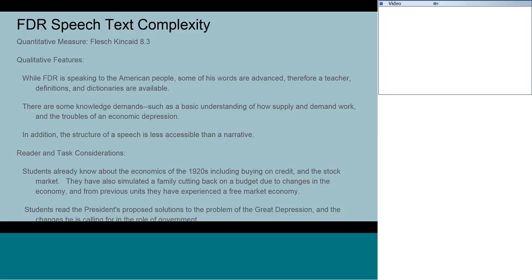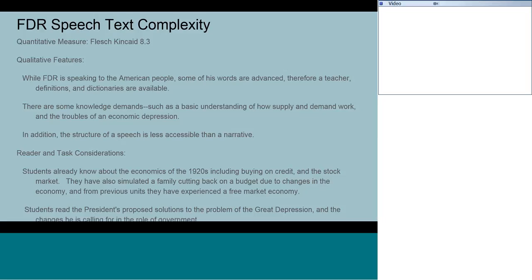So while FDR is speaking to the American people, some of his words are really advanced. Even though he was reaching out to them with his fireside chats, some of the language in this document is pretty tough, which means I wouldn't ever send this document home with kids and say, here, read this for homework tonight. I want to be there. I'm going to read it out loud to them. I'm going to answer their questions about any words they don't know. There are dictionaries in the room. This is stuff any teacher would do.